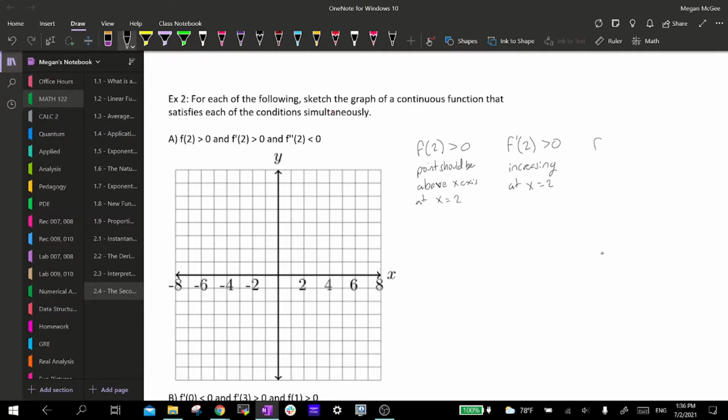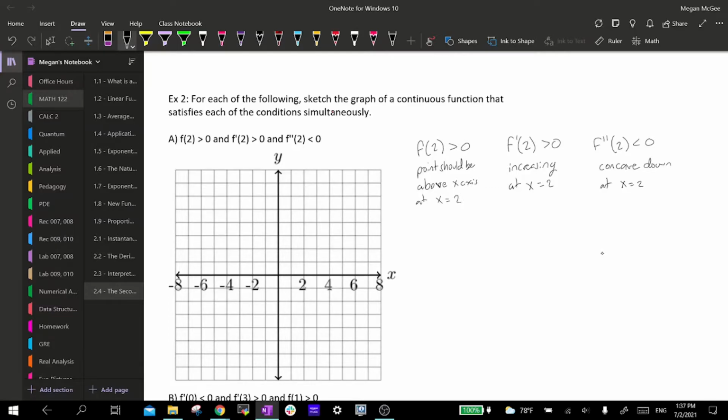And our last bit of information, we have f double prime of 2 is less than 0. So our second derivative tells us how our first derivative is increasing or decreasing. And it tells us if our function is concave up or concave down. So since it's less than 0, we have concave down at x is equal to 2.